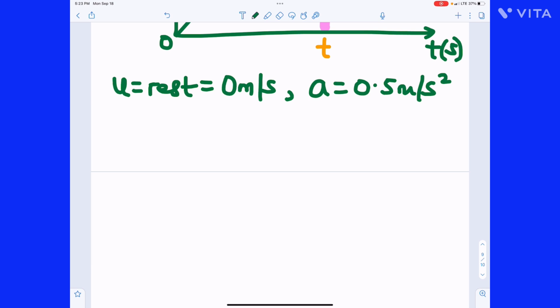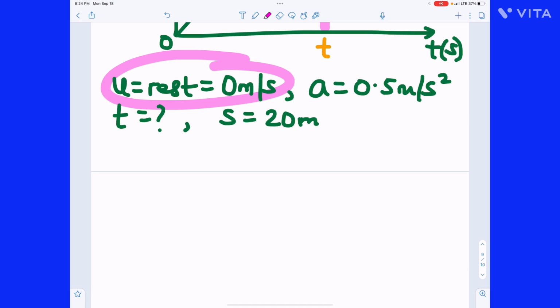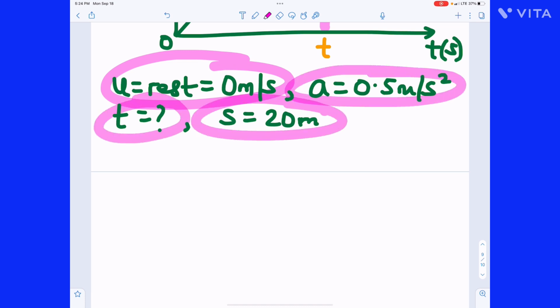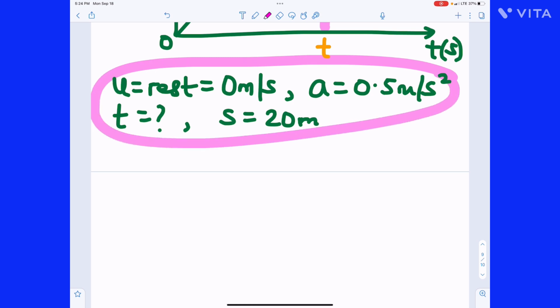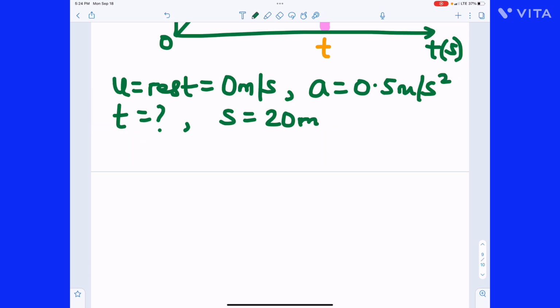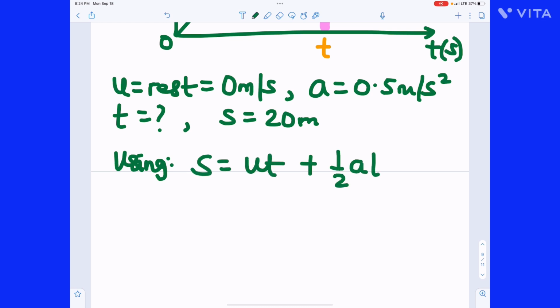Acceleration was 0.5 meters per second squared. Then time taken, we don't know, but we know the distance traveled as 20 meters. So now, what formula connects the parameters we have in this motion: initial velocity, acceleration, time, and distance? What formula connects those four? U, A, T, and S. It is still S is equal to UT plus half AT squared.